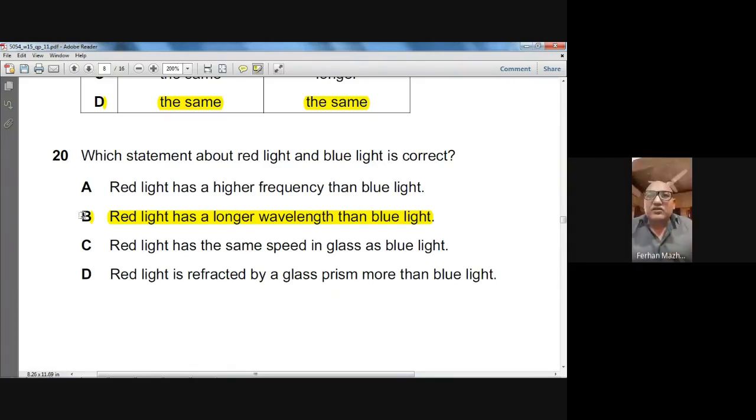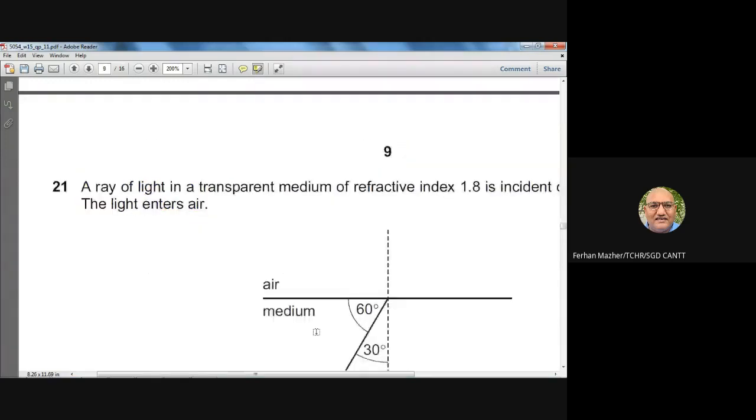Question number 20, only B is the best option. The marking scheme also says B. So let's move to the next question.